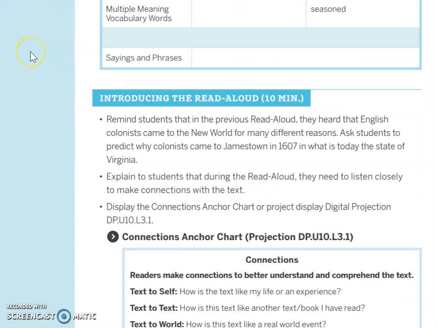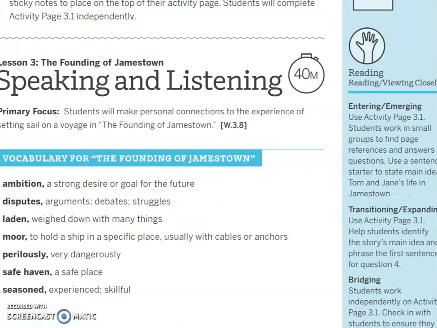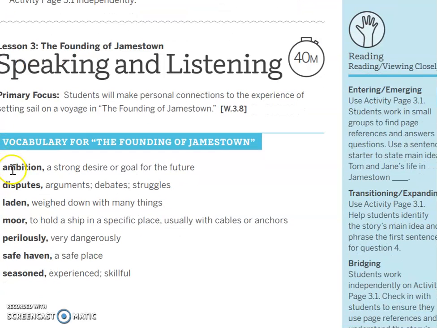So let's just go back to our vocab before we start our reading. Vocab, the first word is ambition. It is a strong desire or goal for the future. Next word is disputes. Those are arguments, debates, or struggles. Third word is laden. That means weighed down with many things.